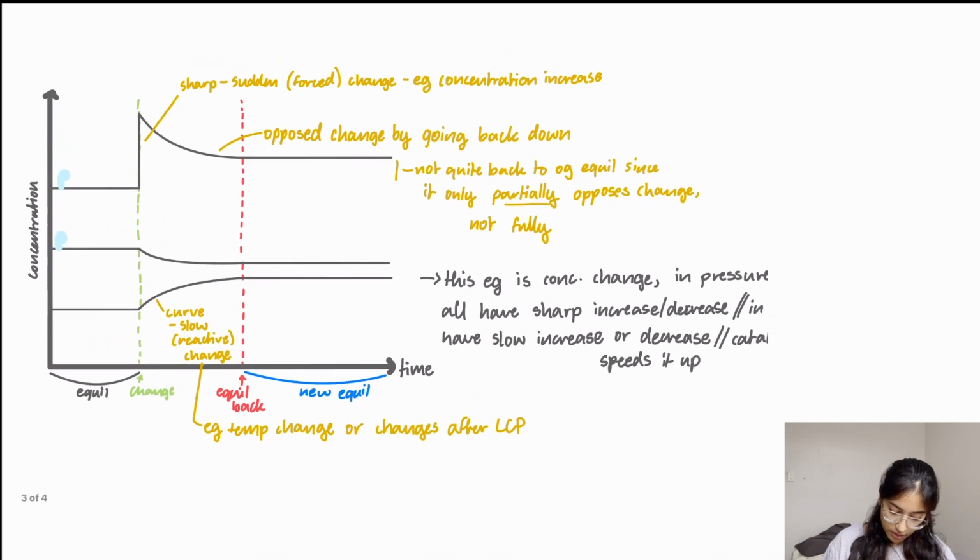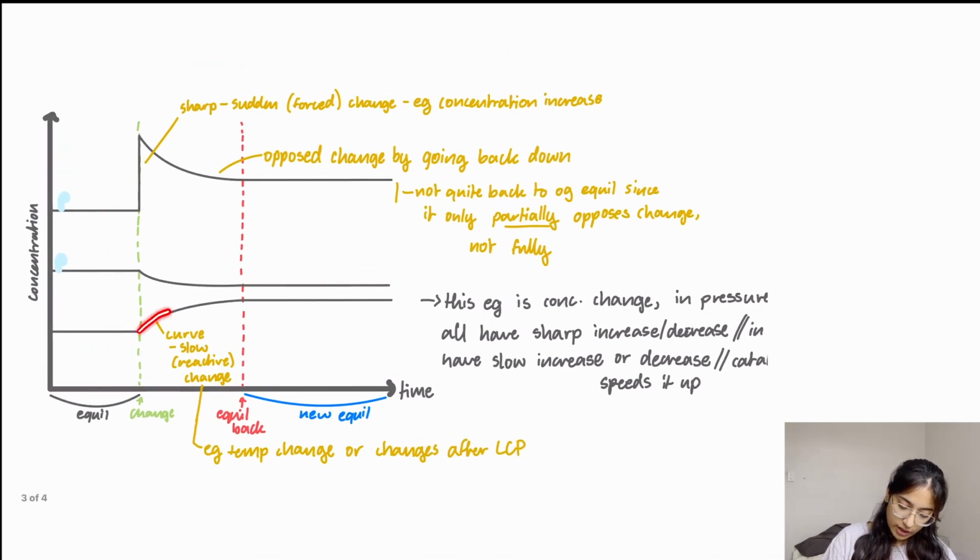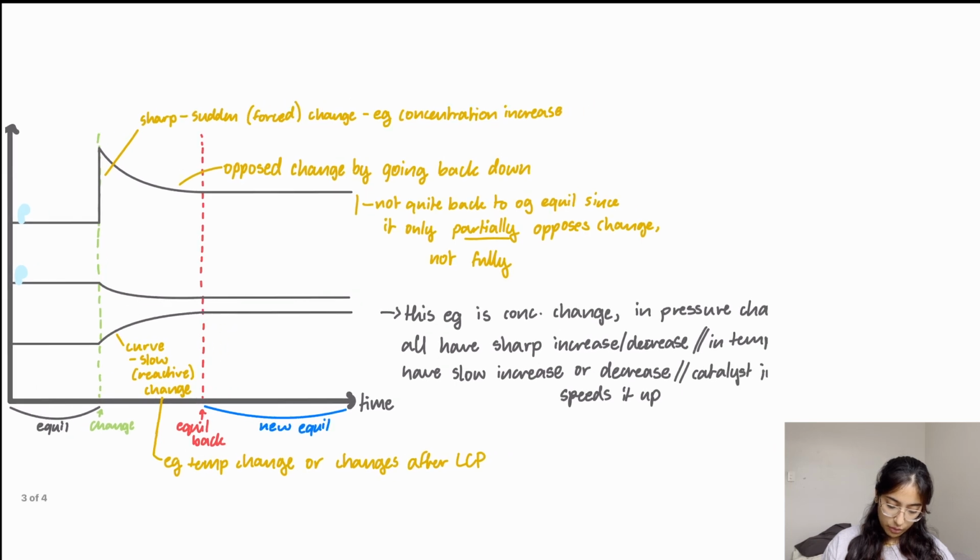Then the other thing to note is that the other time where you get slow changes like this is when you have changes in temperature. So when you see a slow curve change, it's not always a reactive change. It could also be that you're increasing the temperature, because usually you can't force the temperature to increase in one big stick like this. You would have to increase it over time. And so when you see that, that could also be a temperature change.